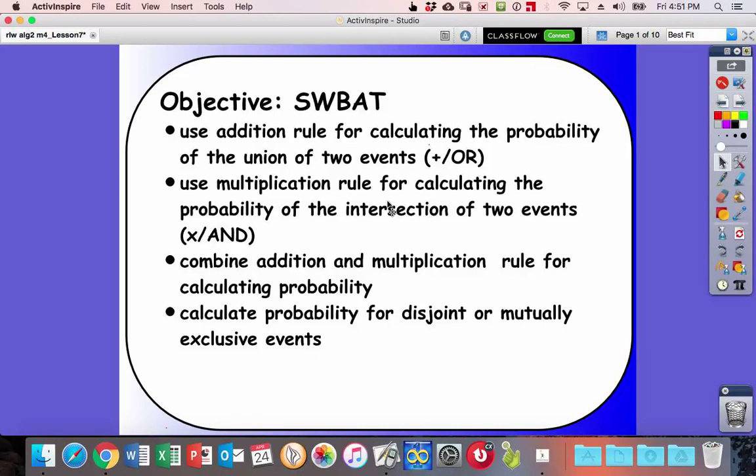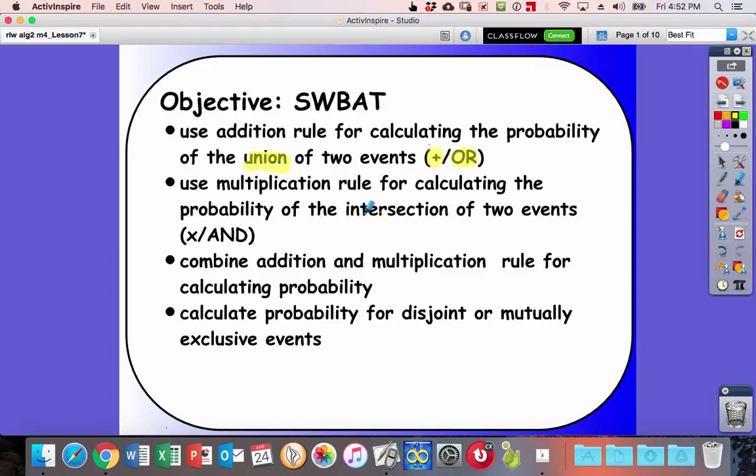But today we're going to talk about using the addition rule for calculating the probability of the union of two events. And remember, union is, let me go get my pen. Well, actually, I'm going to do a highlighter. Remember, when we're talking about the union, we're talking about an or statement. And when we've got independent events, we're going to use the addition rule. We've actually been doing that. I'm going to show you about that.